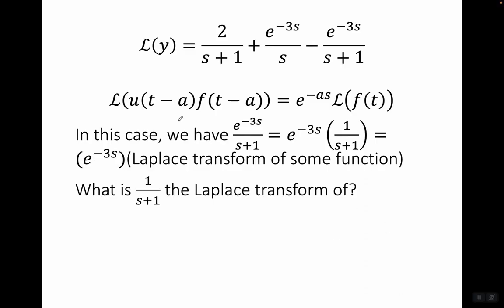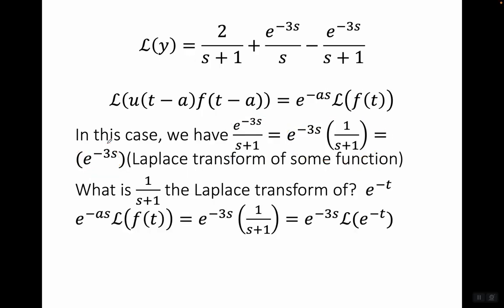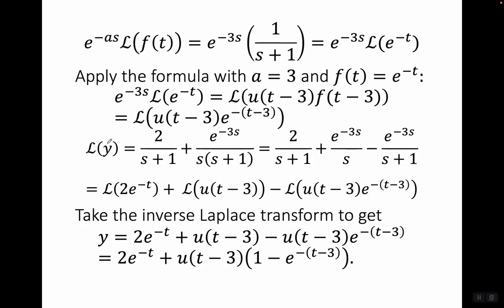So again, we're going to use these formulas. We can rewrite e to the negative 3s over s plus 1 as e to the negative 3s times 1 over s plus 1. And now we've got it. This is e to the negative 3s times the Laplace transform of some function. What is 1 over s plus 1 the Laplace transform of? It's e to the negative t. So e to the negative as times the Laplace transform of f of t, that's e to the negative 3s times 1 over s plus 1. In other words, e to the negative 3s times the Laplace transform of e to the negative t.